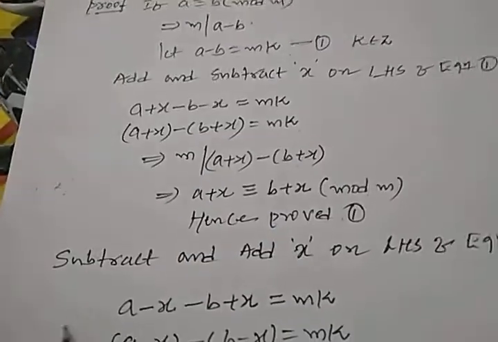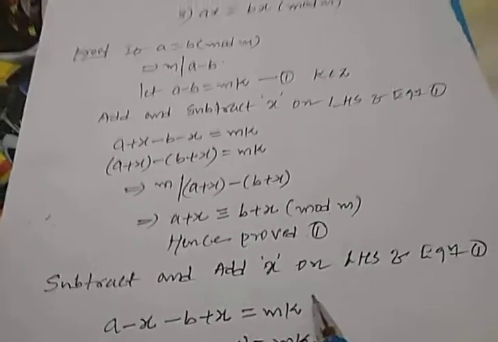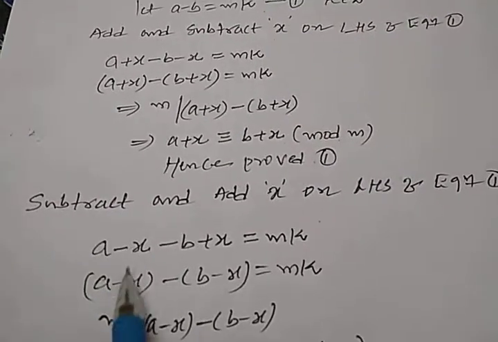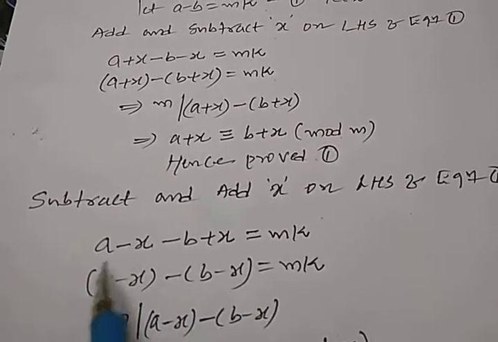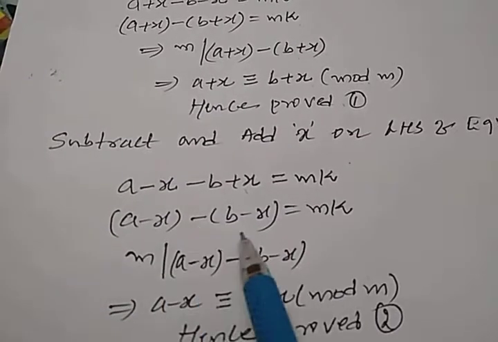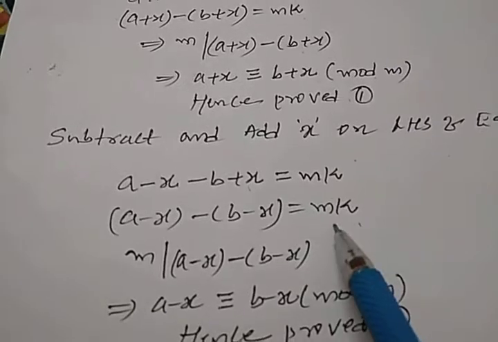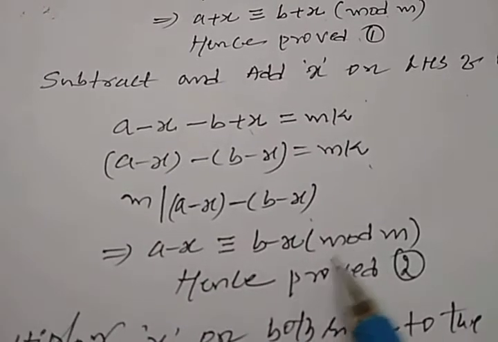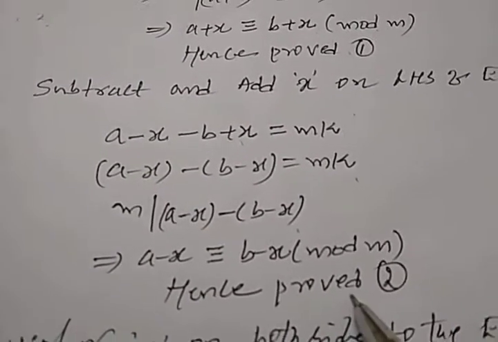For the second one, to prove that A minus X is congruent to B minus X, now I am going to subtract and add X on equation 1. We get A minus X minus (B minus X), equal to MK. Subtract and add. Now A minus X minus, common outside, B minus X equals MK. This relation can be written as M divides A minus X minus (B minus X). This can be written as A minus X is congruent to B minus X mod M. Hence proved the second one.